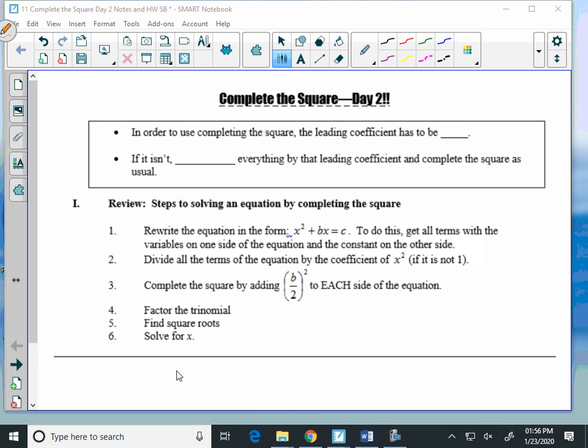The leading coefficient has to be 1. If it isn't, what you're going to do is divide everything by that leading coefficient and complete the square as usual. So it's the same steps as yesterday, except we have to now incorporate step 2. And I like to flip-flop step 1 and 2. I like to divide first and then move that number. Questions? Same steps as yesterday, just have one little extra one where we have to divide.